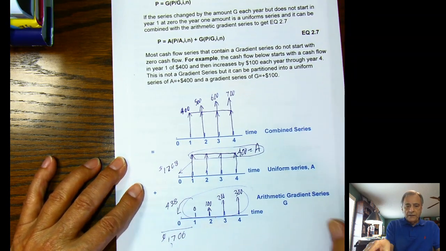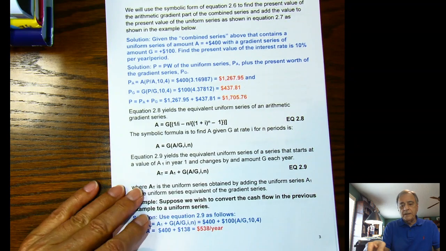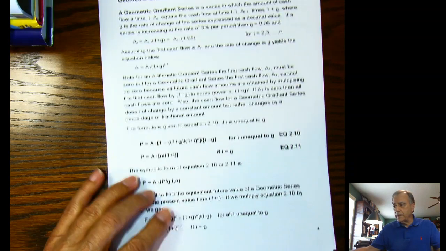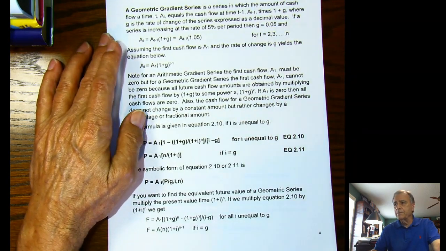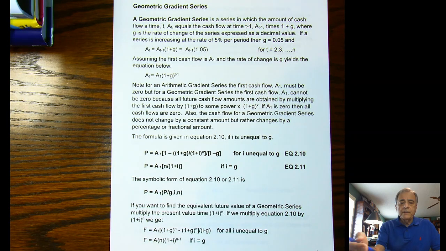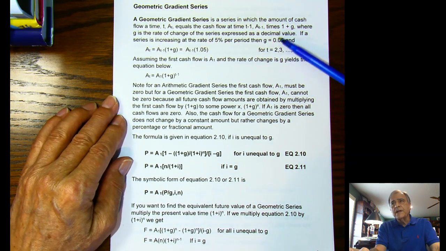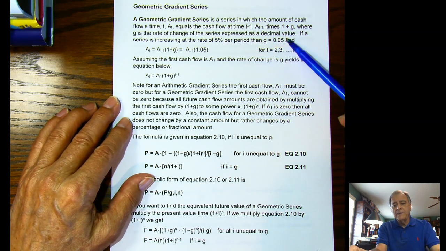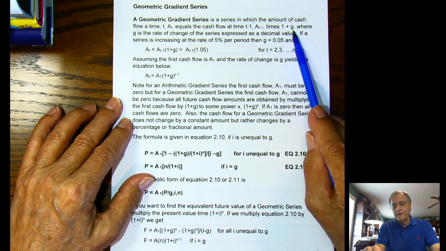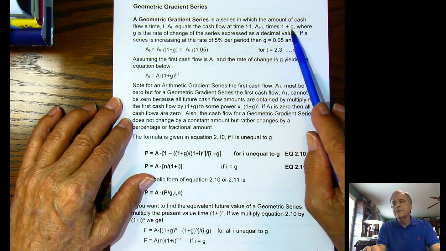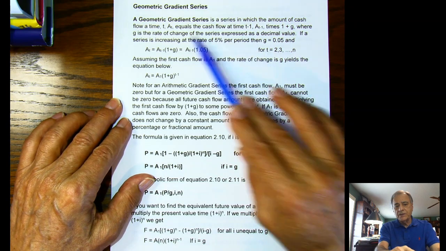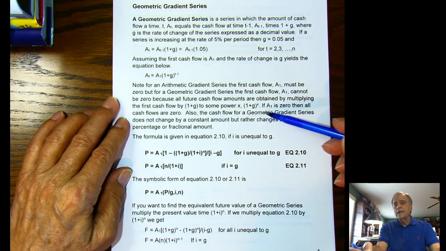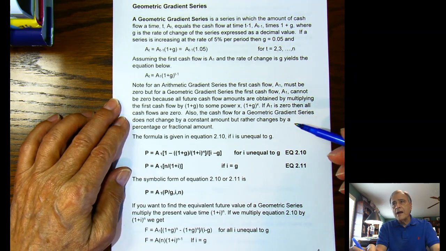So in the next section, we're going to cover the concept of a geometric series. A geometric series is a series that changes by a percentage or a fractional amount, which we call little g. So we use the symbol little g to represent how much a geometric series changes. We use the symbol capital G to represent how much an arithmetic series changes.